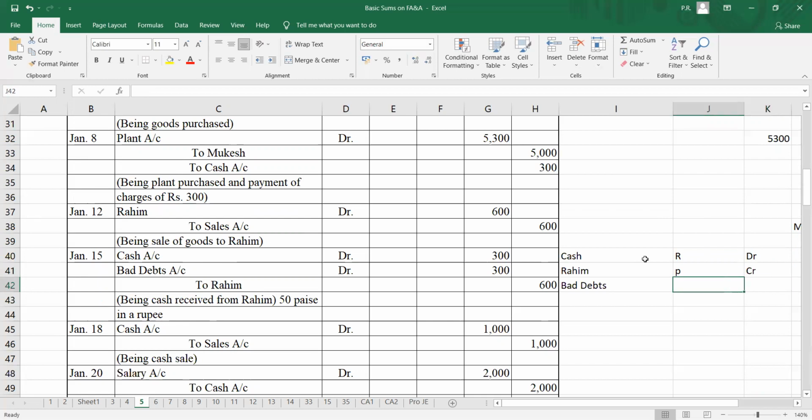And then we are having bad debts. It's a nominal account. This is a loss. So debit all expenses and losses. So we pass an entry like this. Cash account is debit. Bad debts account is debit to Rahim.